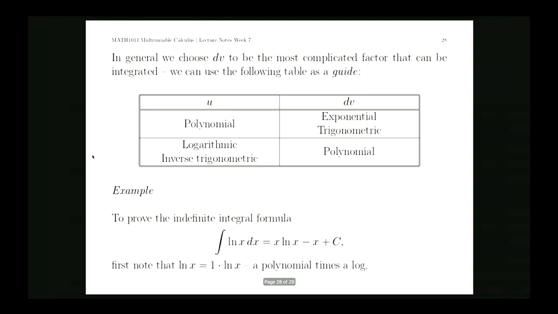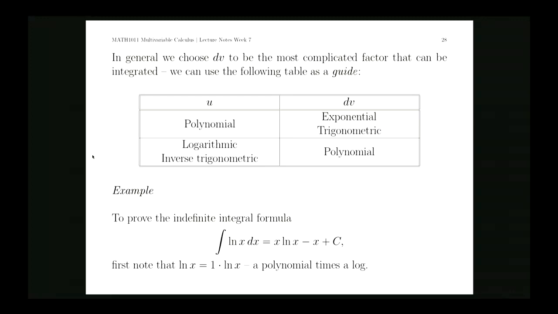Now, in general, we choose the u and dv to be the most complicated factor that can be integrated. And for years, I've been using this table as a guide. Now, it rarely doesn't work, right? But it is a guide, not a rule.